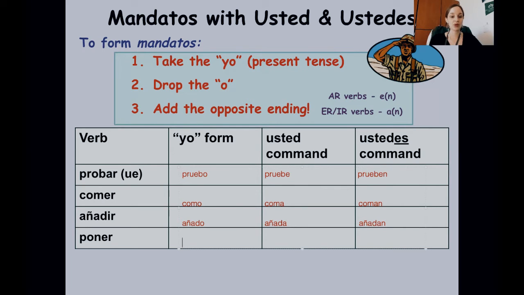Poner. Okay, here's where you want to be careful because we're starting with the yo form, because the yo form tends to see some irregularities happening. For example, poner is a go verb, just like tengo, digo, traigo, salgo, etc. Pongo, right? You want to be careful with all of those verbs. So we start with the yo form, pongo, we drop the O, and then it's an ER verb, so our opposite ending is A. So the usted command becomes ponga. And then again, we add our N to make the ustedes command, pongan.